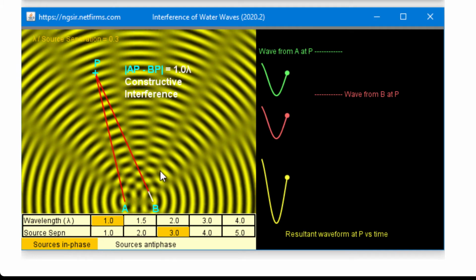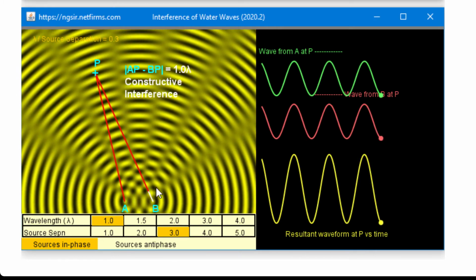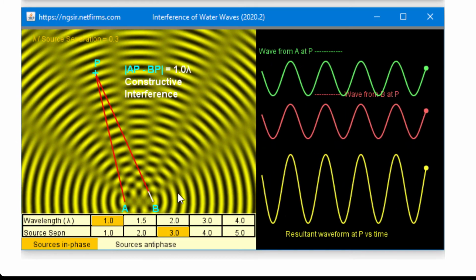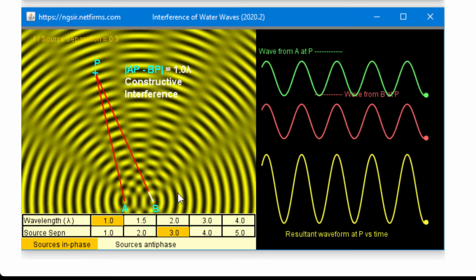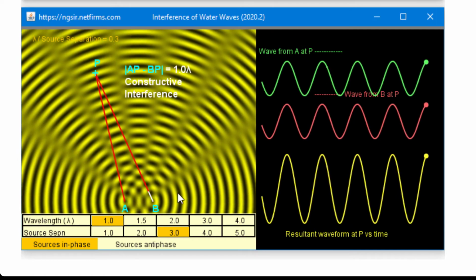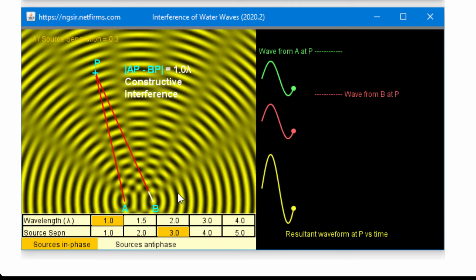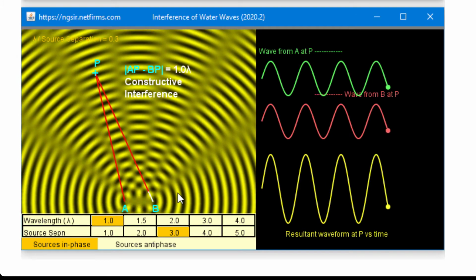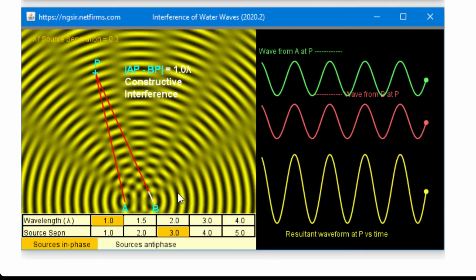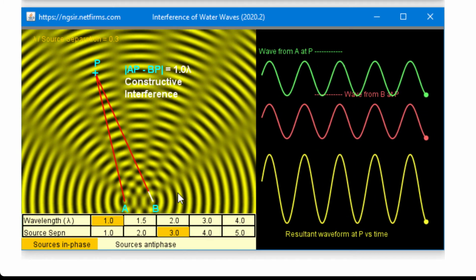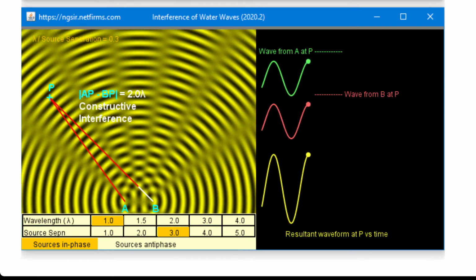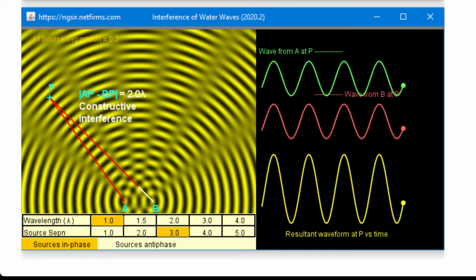So at the bottom here, you can see in white, this is the path length difference, how much farther in this case waves from source B travel compared to waves at source A. If that path length difference is one wavelength, then the two waves that start off in phase are still going to arrive at point P in phase and produce fully constructive interference. And again, since a wave repeats itself after traveling one wavelength or two wavelengths or three wavelengths or so on, if the path length difference is two wavelengths, again, I end up with fully constructive interference.